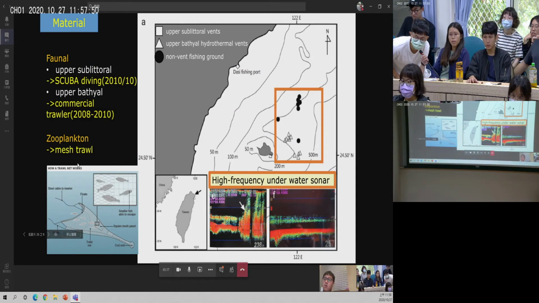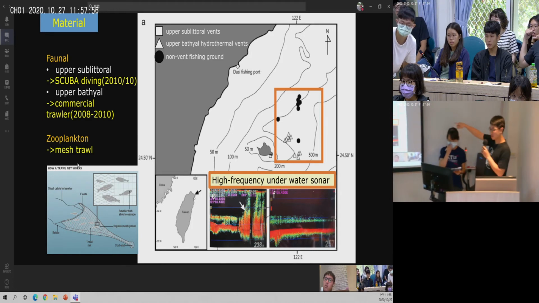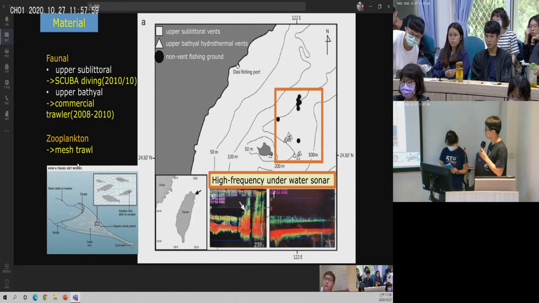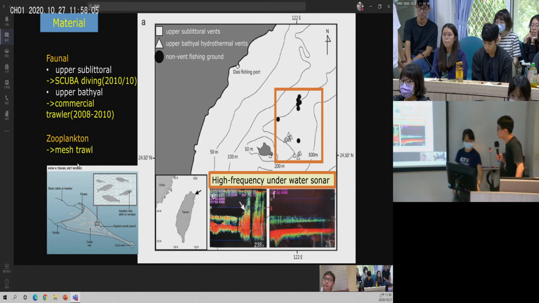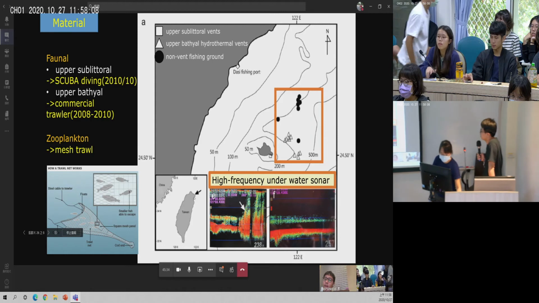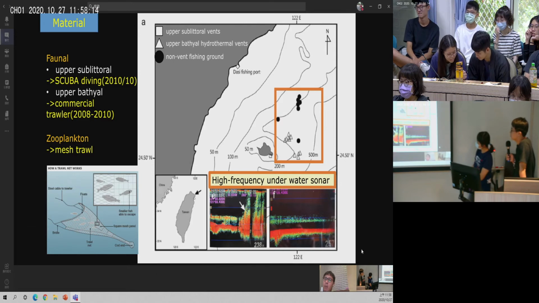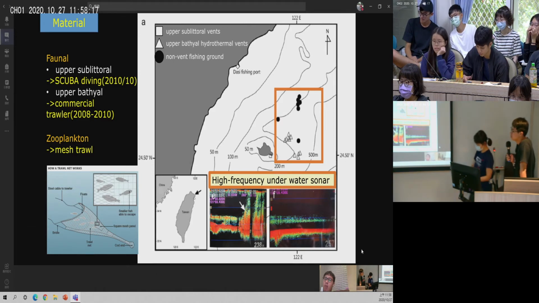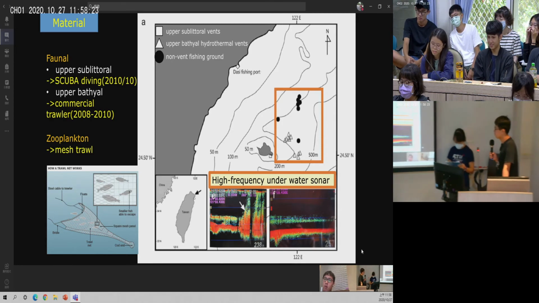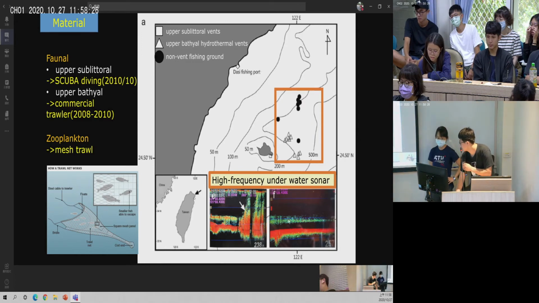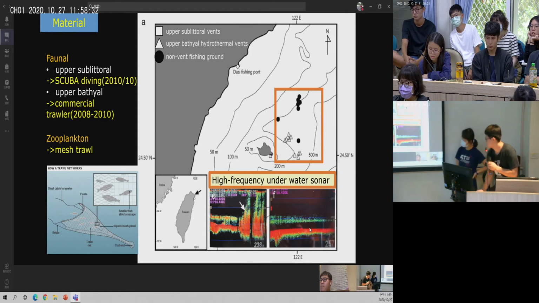Could you explain again about the sonar pictures? The lower one. This one. Okay. This means how did they detect the hydrothermal vent in the seafloor? This is the simple way. In the earliest way, they found the hydrothermal vent by this sonar, and you can see here there might be some bubbles and the plume, and here there's nothing, no structure.